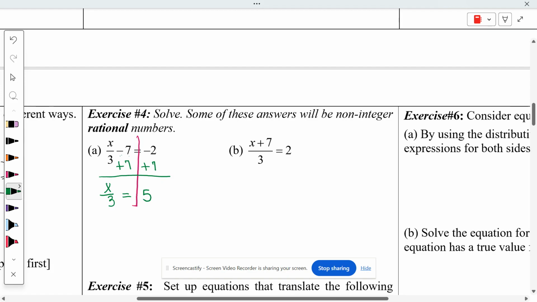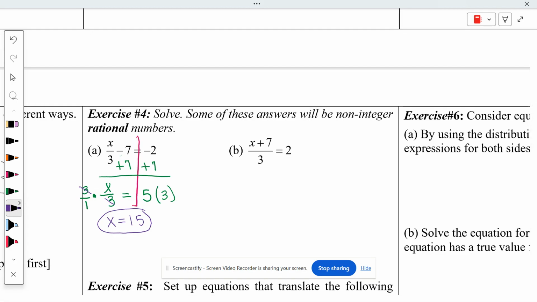X is being divided by 3. What is the undo or the inverse of divide by 3? Well, the inverse of divide by 3 is to multiply by 3. Why do I write it as 3 over 1? Well, I want you to see that these cancel out. So I'm left with x over 1, which is just x, equals 15. So my first answer, x equals 15, is actually an integer.